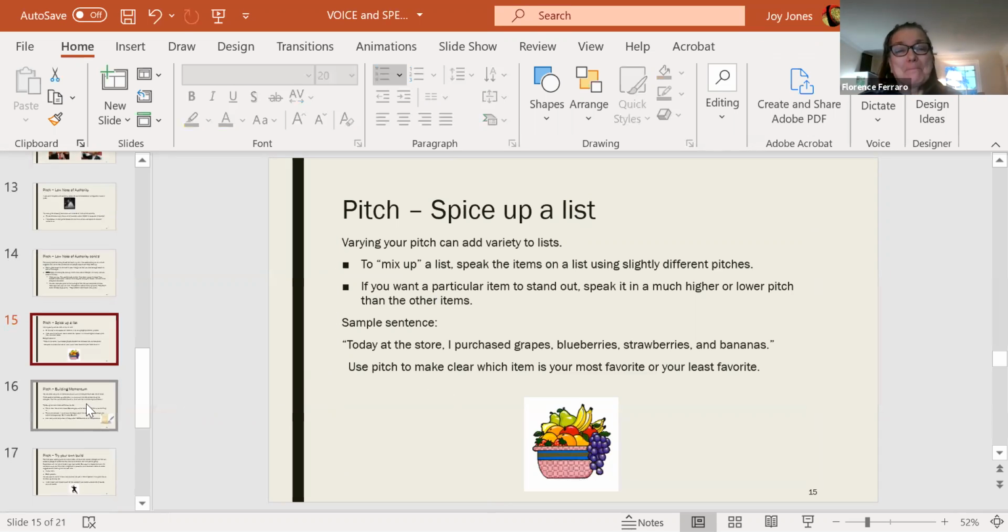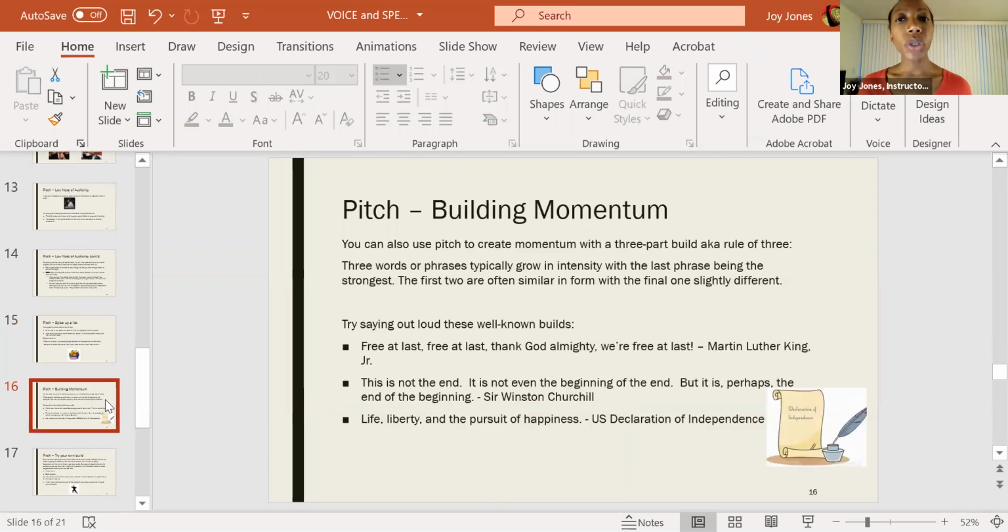All right. Last one for the evening before you turn to applying some of these principles to your own texts. I wanted to tell you about the 3-part build. You can also use pitch to create momentum with a 3-part build, also known as the rule of 3.